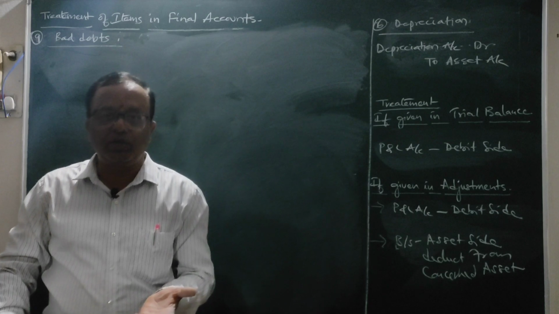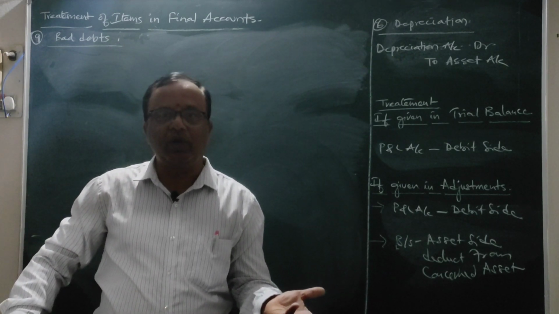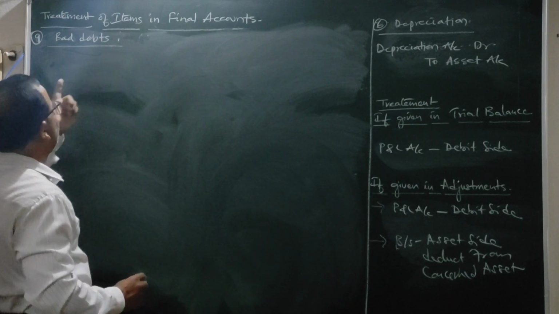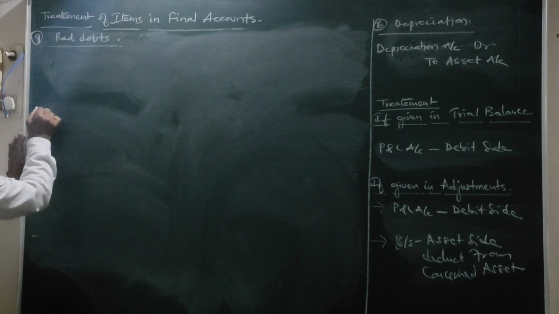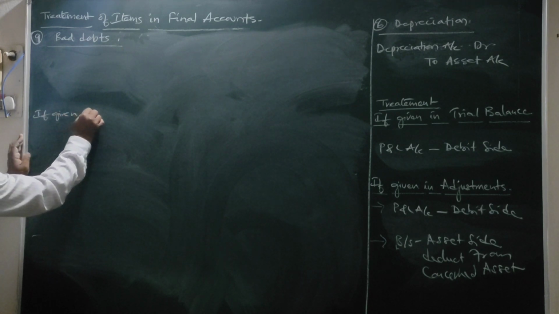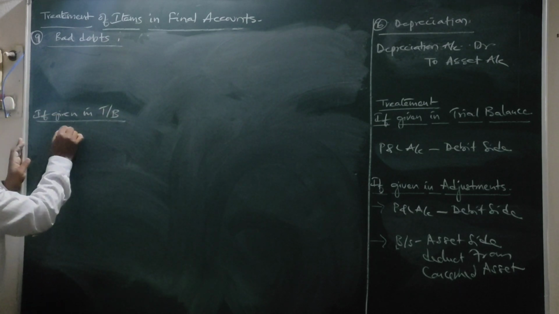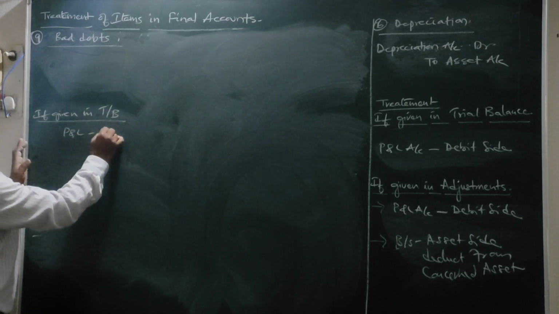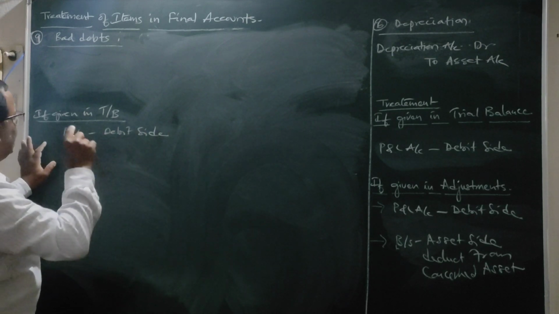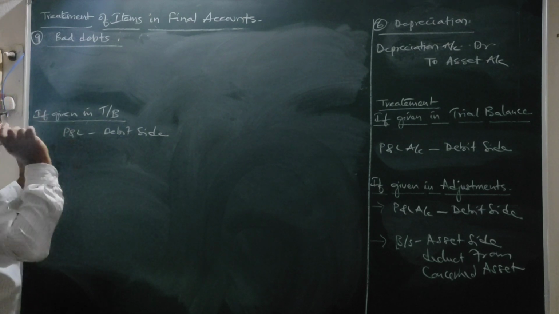So what is bad debt to the business? Bad debt is a loss. So that loss has to be transferred to profit and loss account. Regarding this particular bad debts, if it is given in trial balance, only one effect you are going to show: profit and loss account, debit side you are going to write it. Bad debts given in trial balance, profit and loss account, debit side only, you are going to post only one effect.